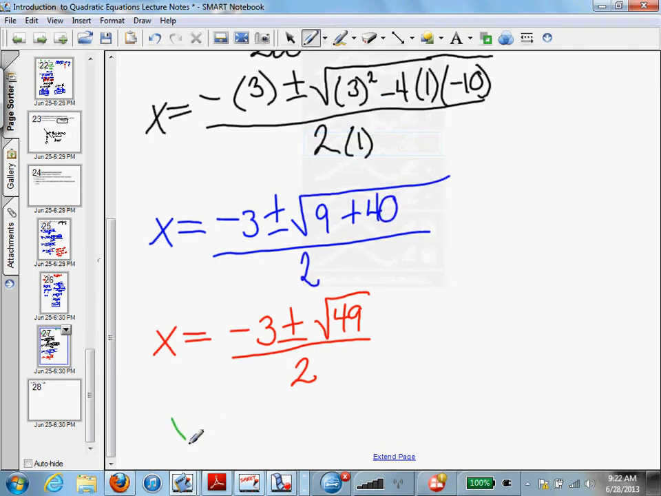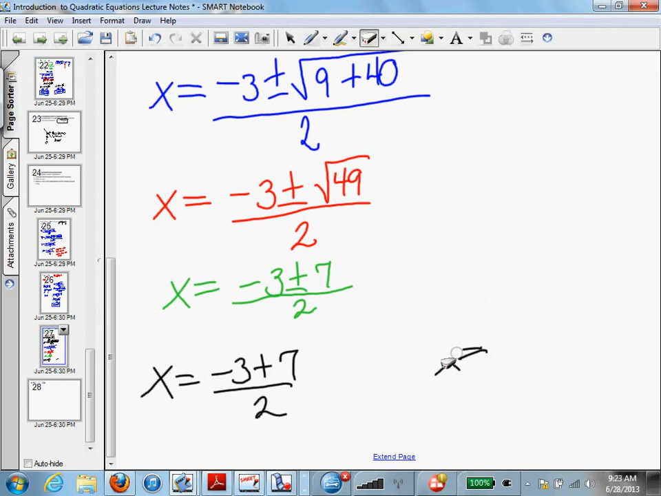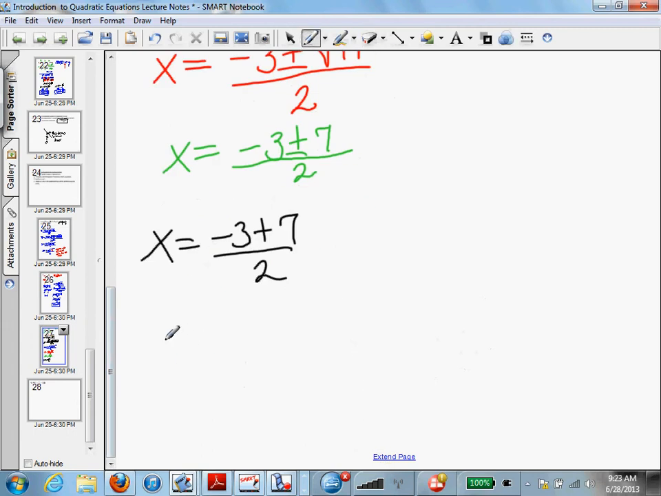Okay, and for this next part to break down the radical, we have x equals negative 3 plus or minus the square root of 49. That's going to be 7 all over 2. So now what you can do is break this into 2 separate pieces of x equals negative 3 plus 7 over 2, and then x equals also negative 3 minus 7 divided by 2.